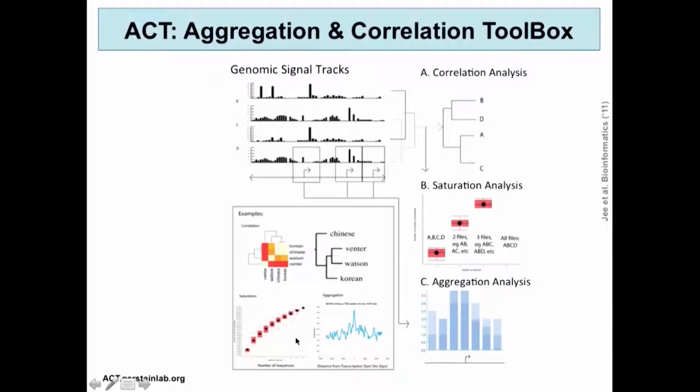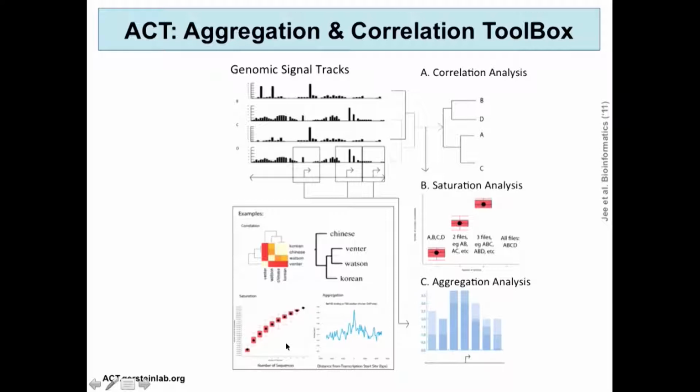And another thing you can do, which is kind of specialized analysis but related to the correlation, is ask how much additional information you get from an n+1 track relative to the previous n tracks. That's a saturation analysis, and this is a tool that does that.